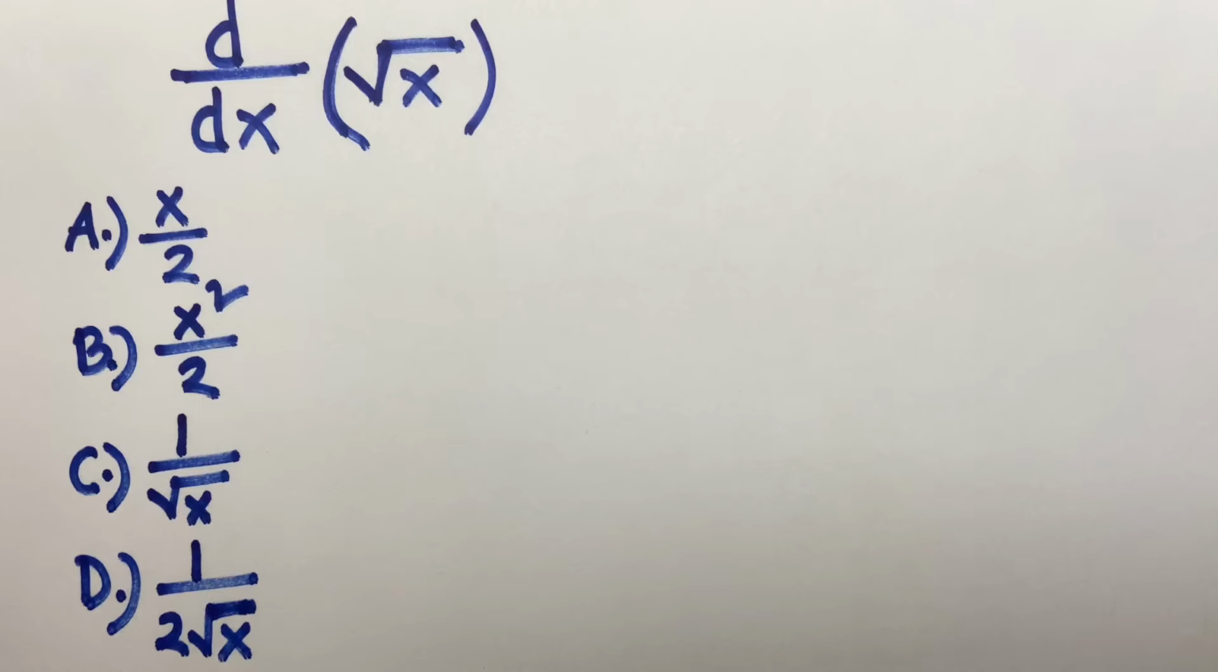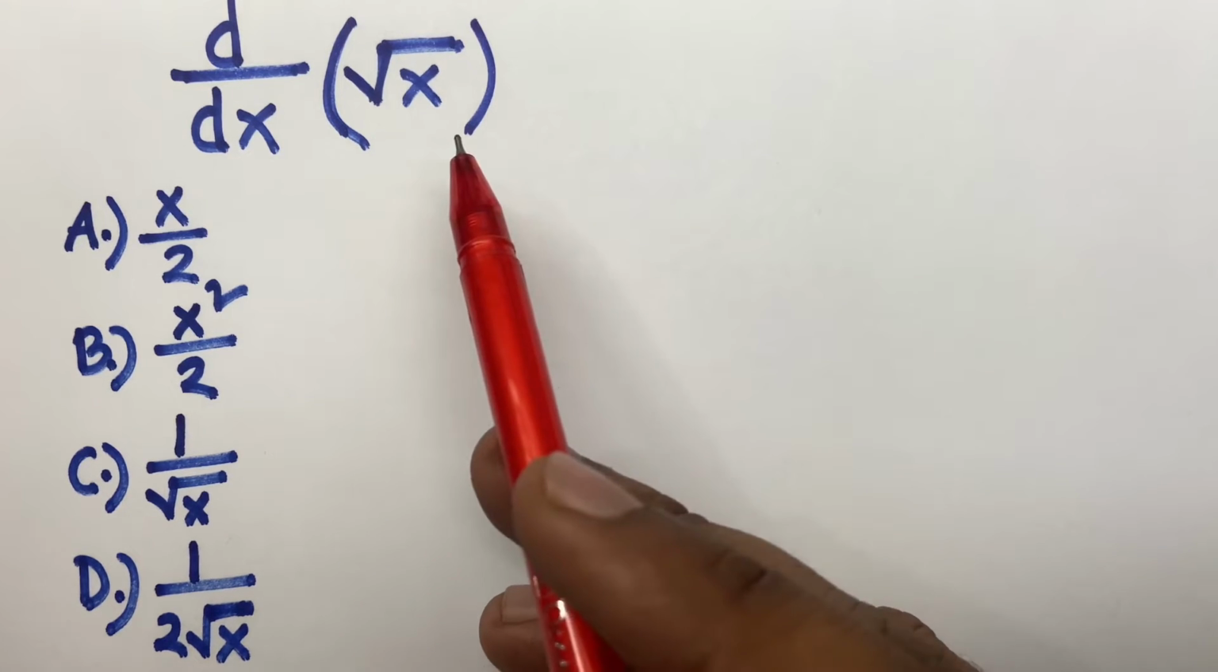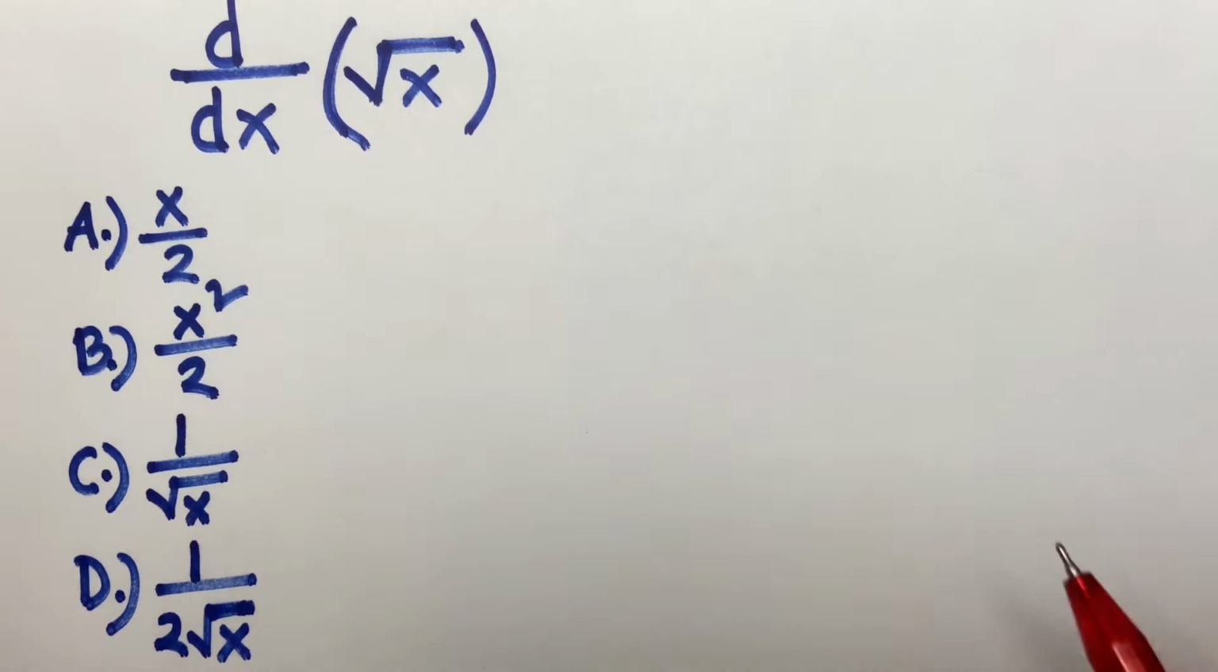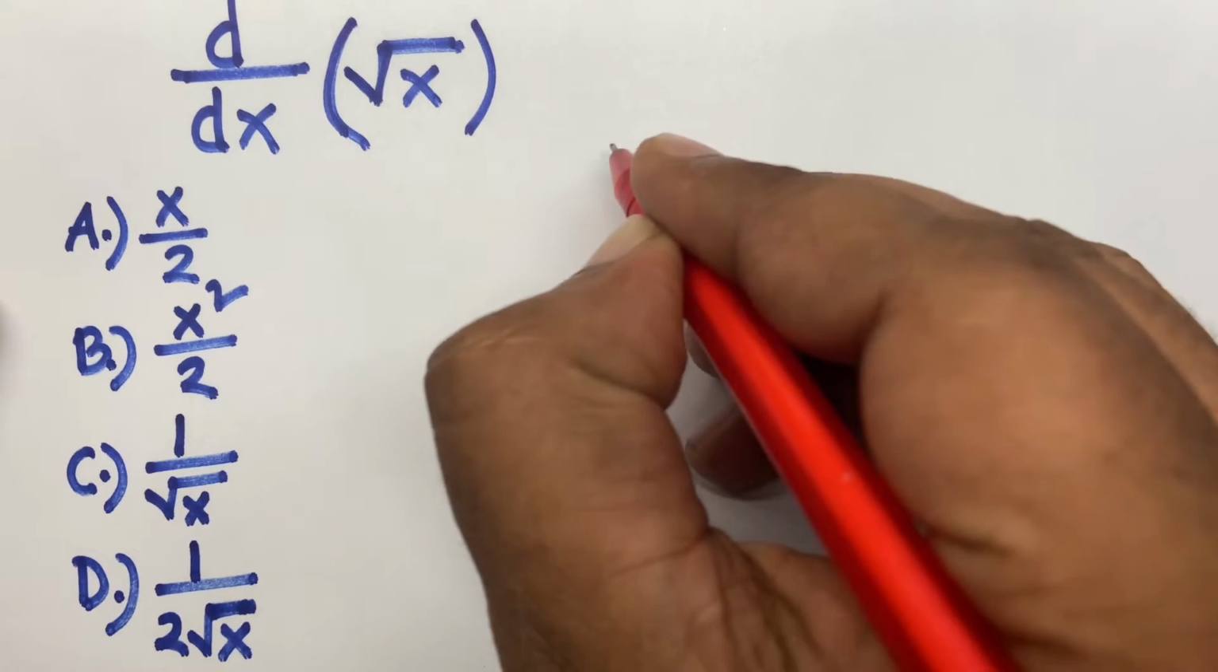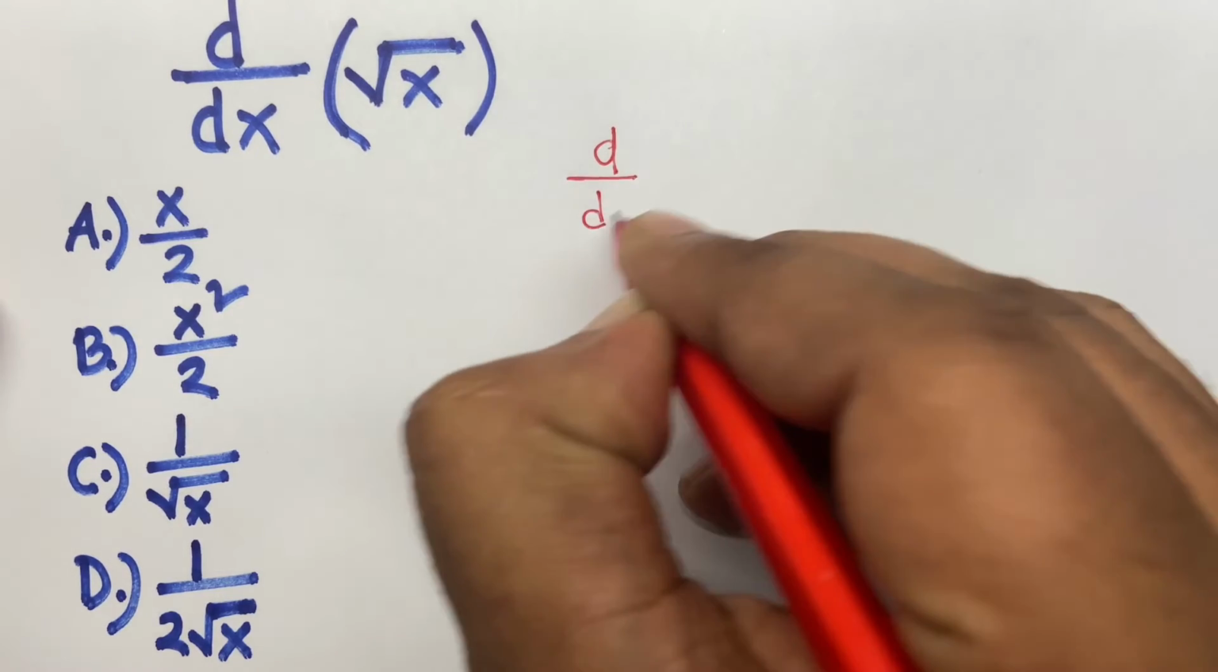Hello everyone, this question is the derivative of square root. Here are 4 options. I will find out the right option. So let's start. Here is the derivative of square root.